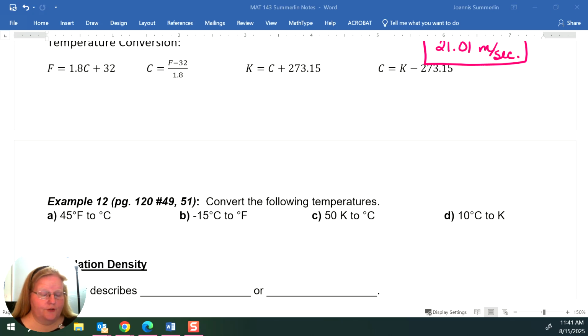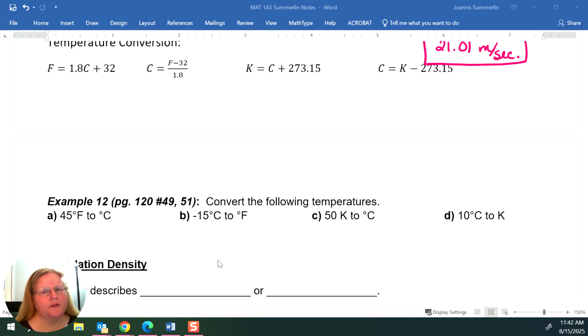Temperature conversion. These are the 4 formulas you can use for temperature conversion. Here's the thing, the formulas are going to be given to you when you need them, so you don't have to have these memorized. You don't need to put them on your index card. They're going to be on the test when you need them. They're going to be available to you. They don't even get put on the formula sheets.